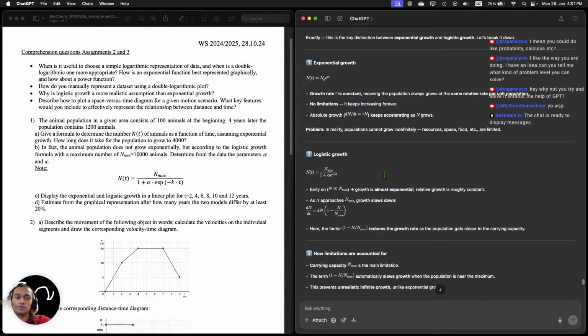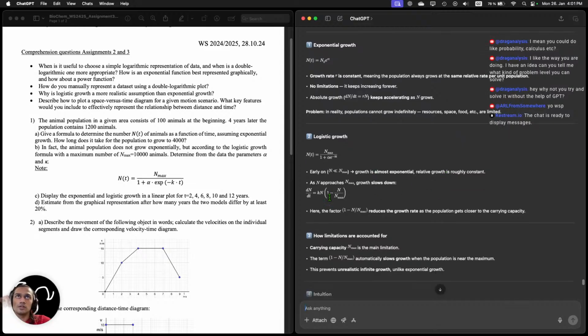Absolute growth keeps accelerating. Problem: in reality, population cannot grow indefinitely. Resources, space, food. Here the factor 1 minus N by N max reduces the growth rate as the population gets closer to the carrying capacity. Carrying capacity N max is the main limitation.